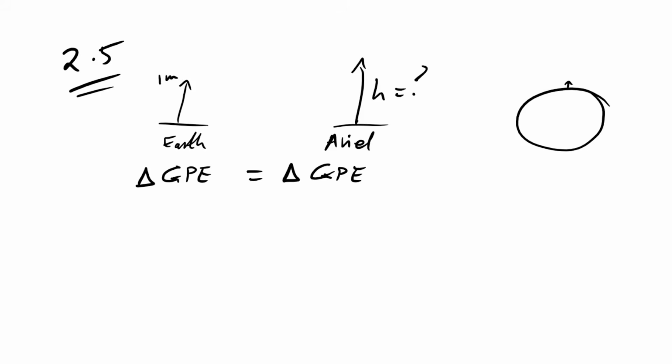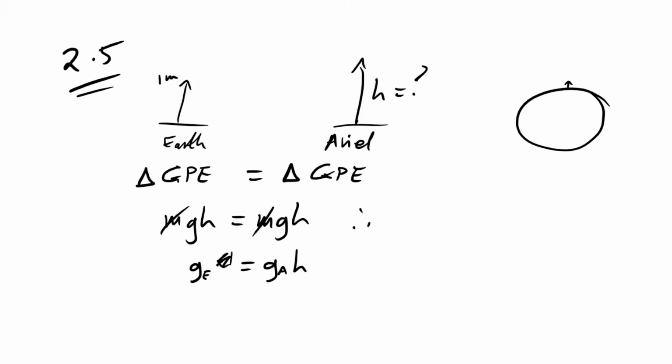So actually, this is one of the few situations where we can say that mgh is equal to mgh. We know that it's the same object, so therefore m cancels. And so we can say that g for the Earth times 1, so therefore it's just g, is equal to g for Ariel times the height it reaches. Therefore, the height it reaches should be equal to g for Earth divided by g for Ariel. We know that g for Earth is 9.8 at or near the surface. What about for Ariel then?